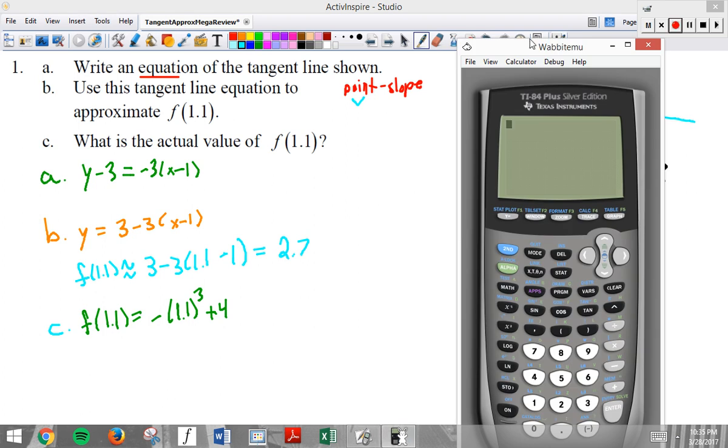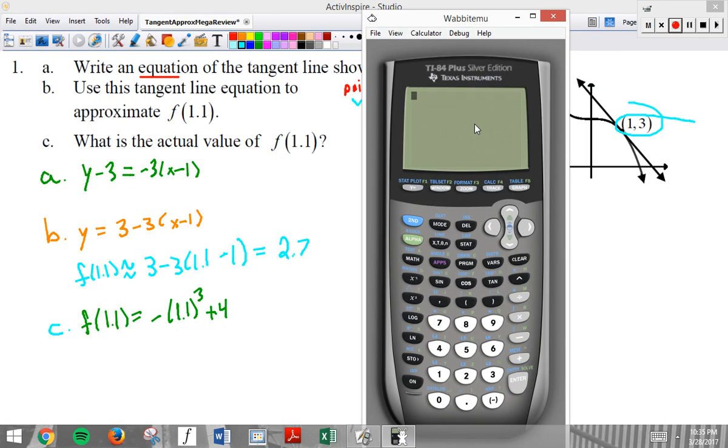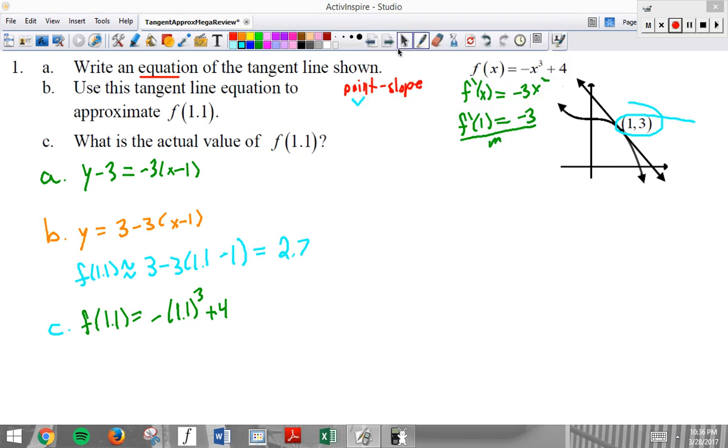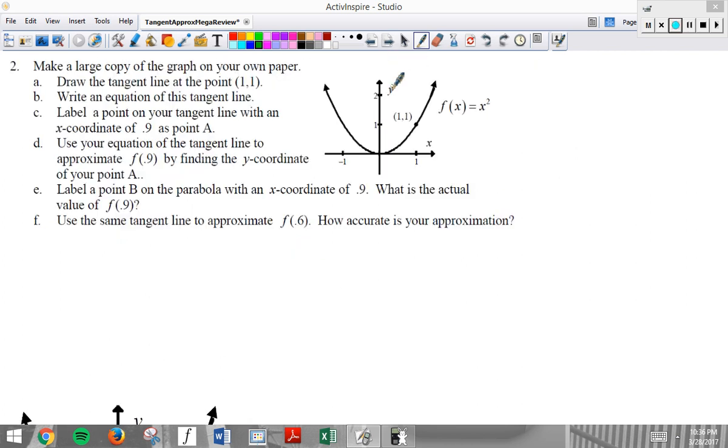But F is actually negative 1.1 cubed. Ignore it, it's just an operating system. You should be getting what I'm getting, 2.669. So the point is, these are two really close values. Close enough. Alright, next. Make a large copy of this graph.